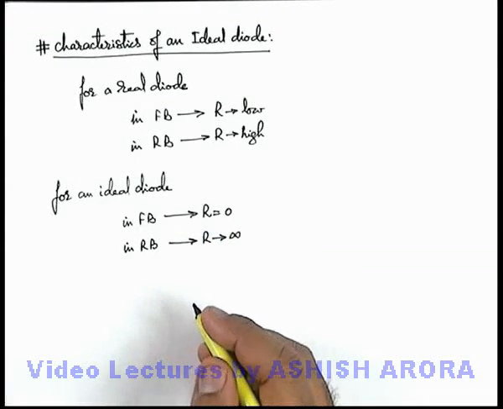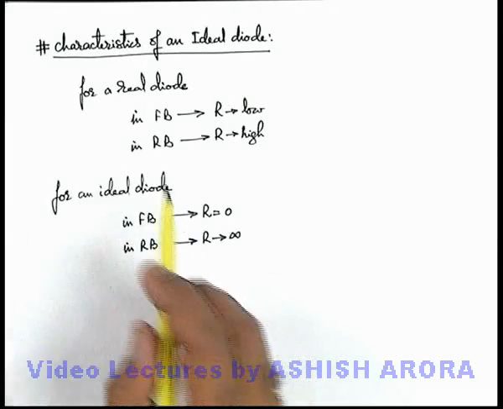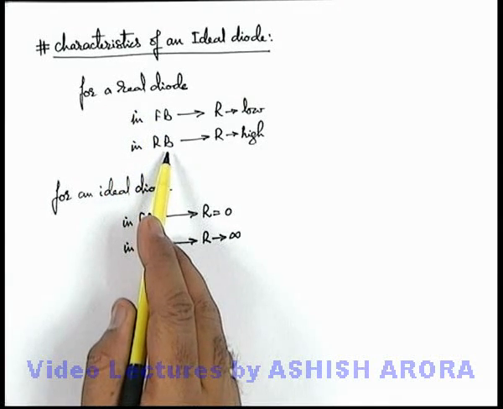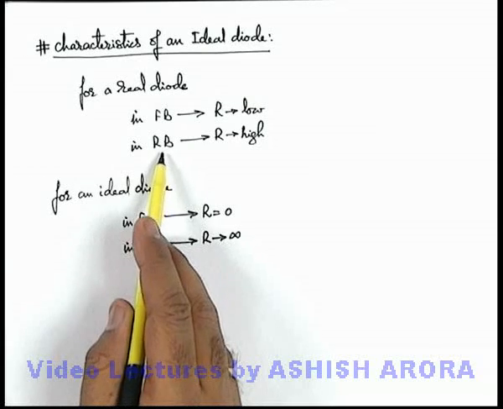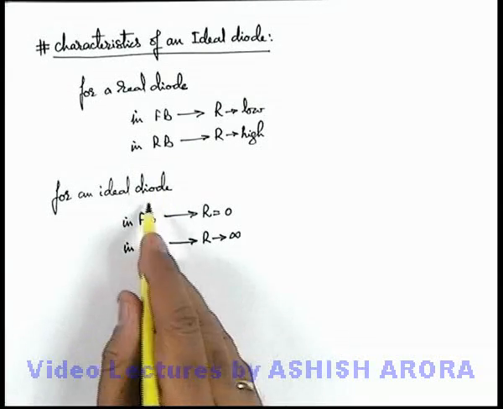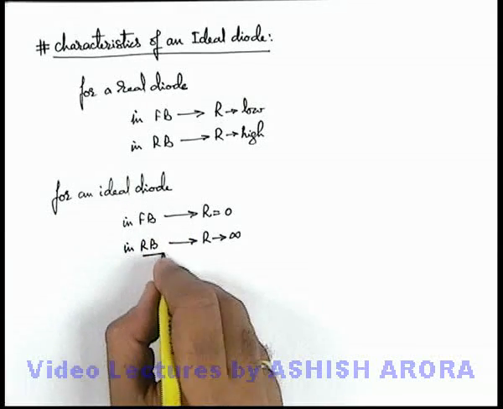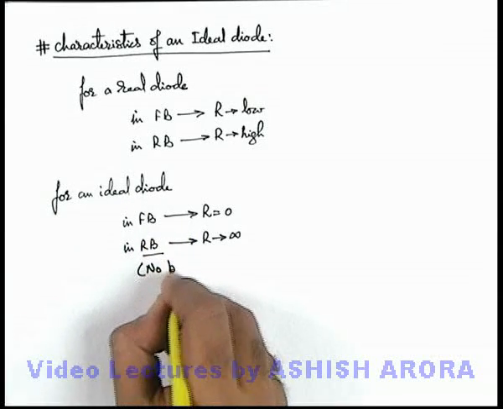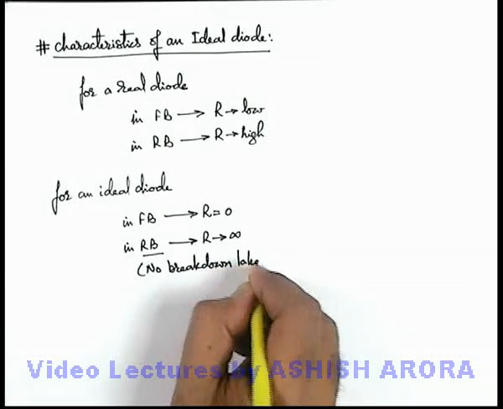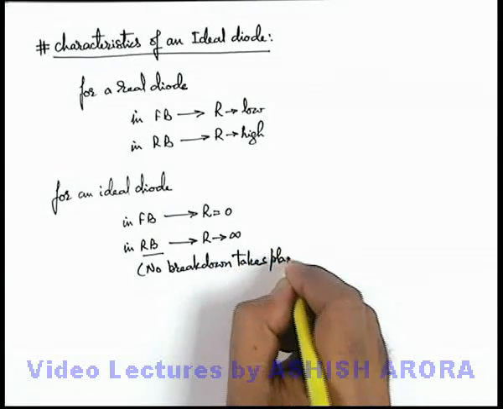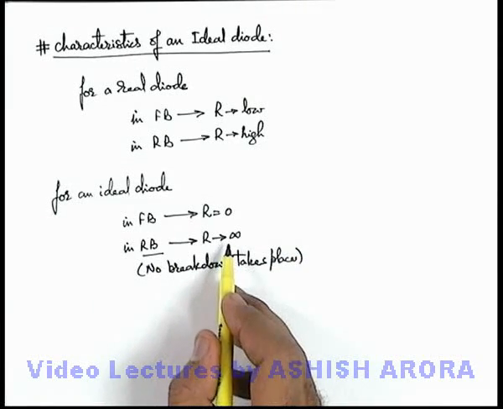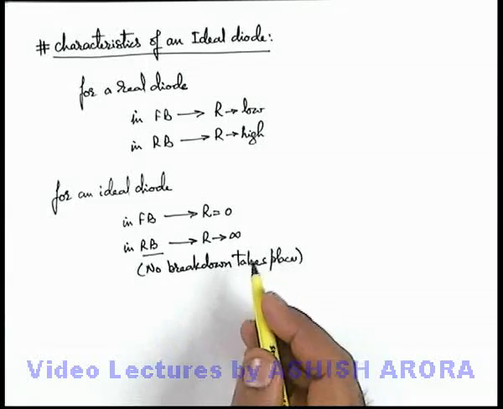And as we have discussed, in case of a real diode in reverse biasing, breakdown takes place due to excessive electron hole pair generation at voltage Vz. So in an ideal diode, we consider that in reverse biasing, no breakdown takes place. Always you can say the resistance will remain very high or infinite.